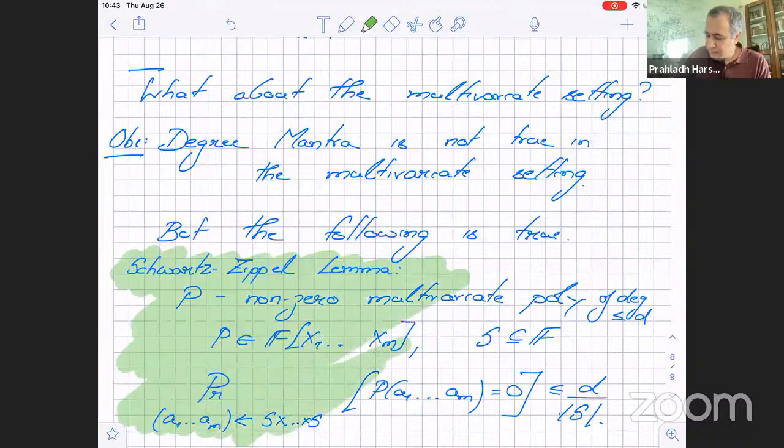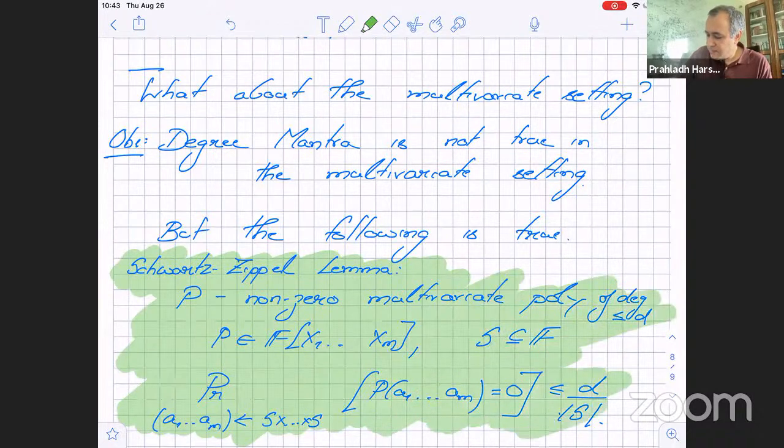But once you have this fact, now you can do exactly the same algorithm which Amit suggested for the multivariate setting also. If you want to check that two polynomials are equal, just choose a grid of large enough size, much larger than the degree of the underlying polynomials. Pick a random point, evaluate the two polynomials, and check if they agree. If they agree, you say yes. If they don't agree, you say no.